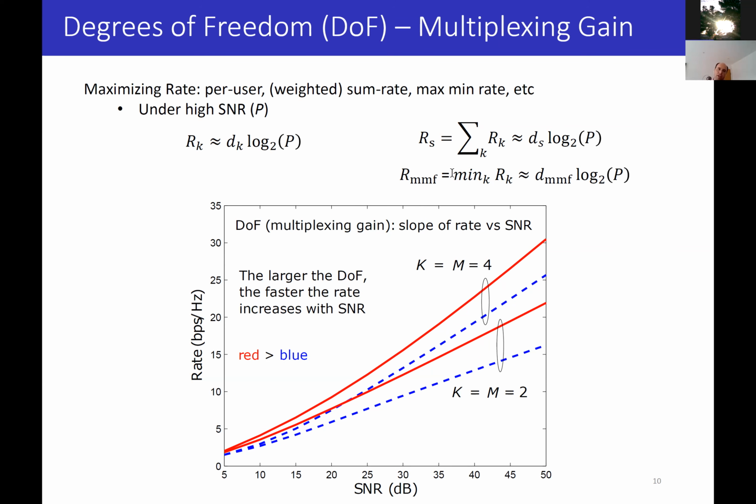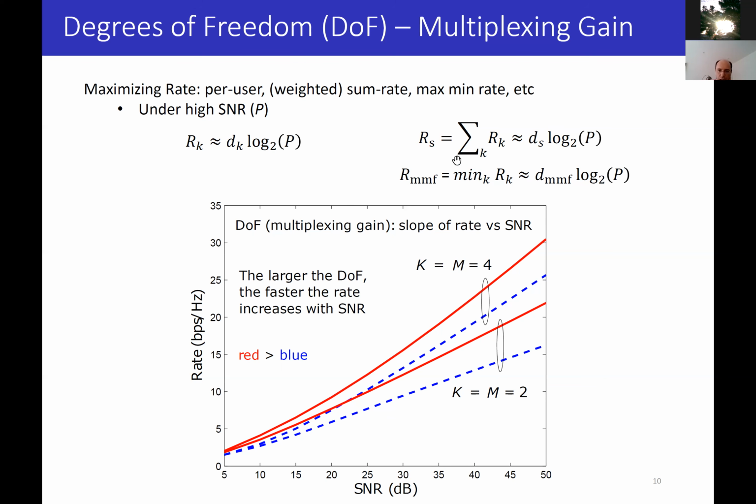Now, if you increase the SNR, then you can approximately write your rate as something like this. The rate of a given user k is essentially a pre-log factor here, d_k, which we'll call DOF, or multiplexing gain, multiplied by log2 SNR. And so this d_k essentially tells us how fast the rate will increase with the SNR. So it's the number of interference-free streams we can transmit to user k. And it's effectively the slope of the rate versus the SNR. And so we want the slope to be as high as possible.